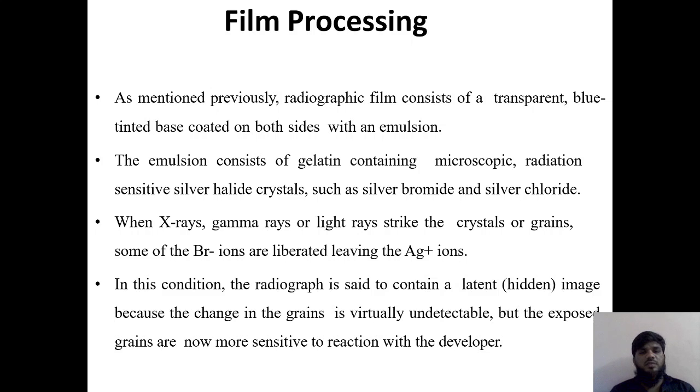Among these, they have used silver bromide, meaning the bromide ion will come out of the silver halide and the silver ions will be left behind. In this condition the radiograph is said to contain the latent, hidden image. The image is held as the silver ions are kept. Because of the change in the grain, it is virtually undetectable.